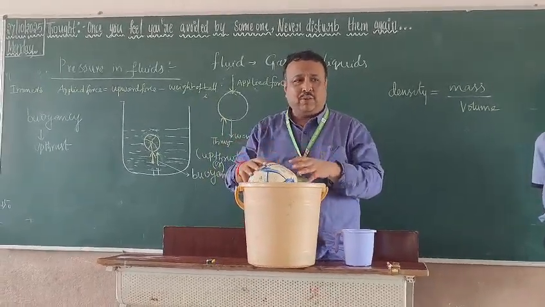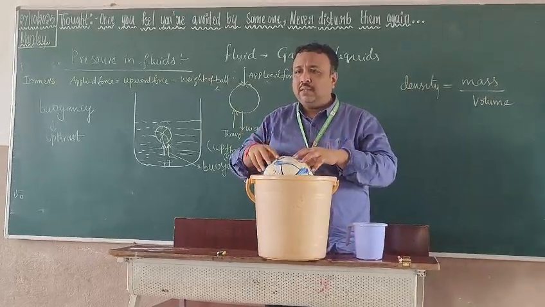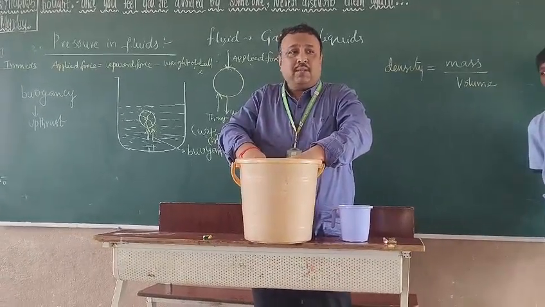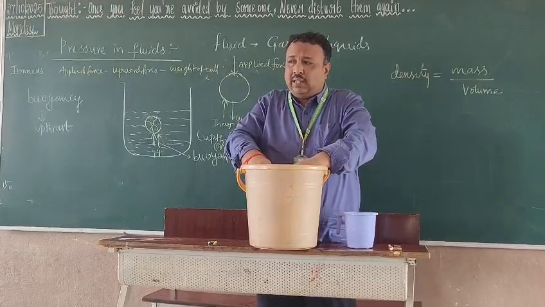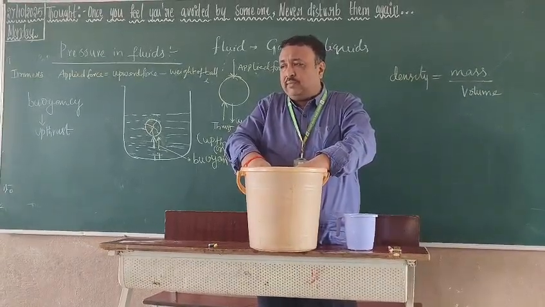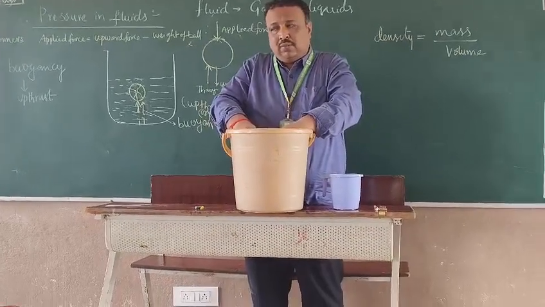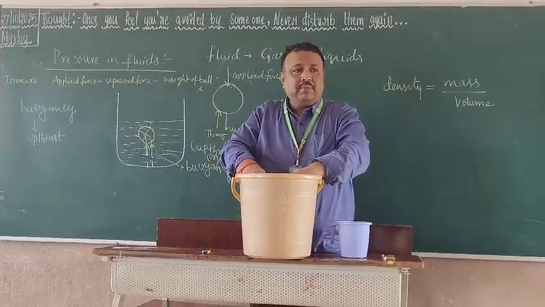If I apply a force which is equal to this, then the ball will not come up. The ball will be inside only. It will not be coming up. Why is the ball not coming outside? Because my applied force is at least equal to the difference of thrust minus weight.